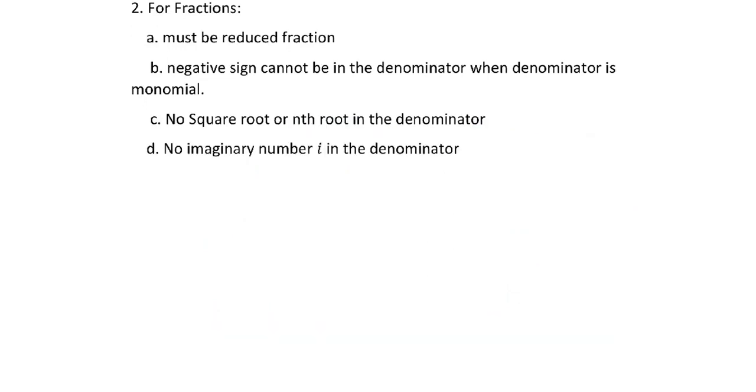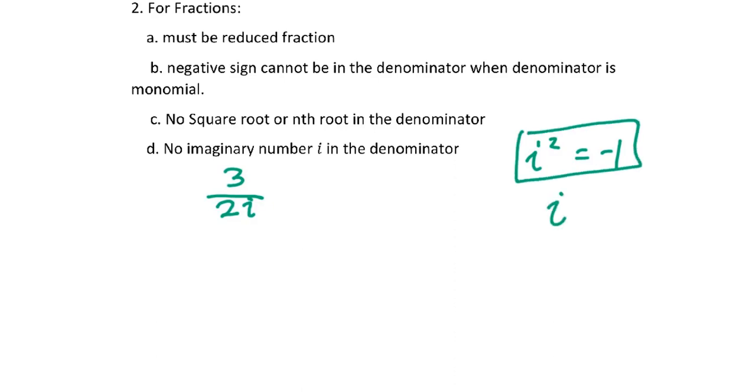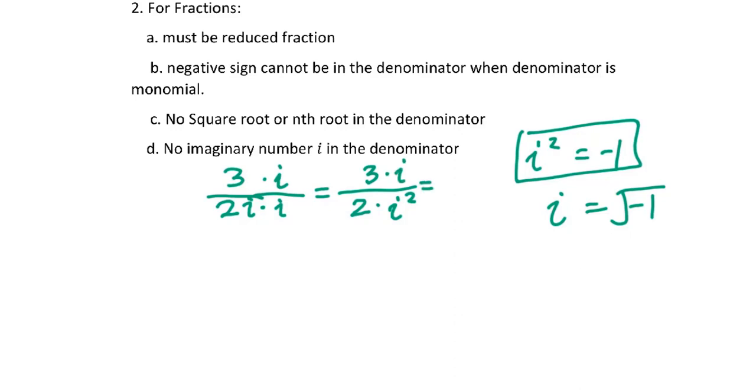And for D, no imaginary number i in the denominator. We know it's 3 over 2i. Remember that i squared equals negative 1, because i itself equals square root of negative 1. That's the definition. Therefore, you multiply by i top and bottom. You will get 2 times i squared in the denominator, then 3 times i on top. This i squared you can change into negative 1.